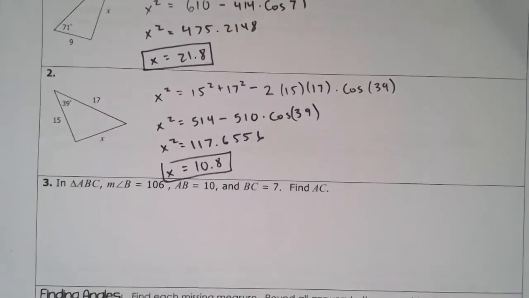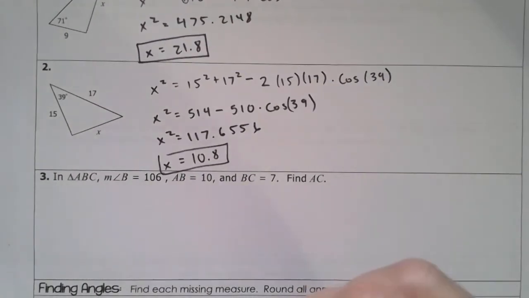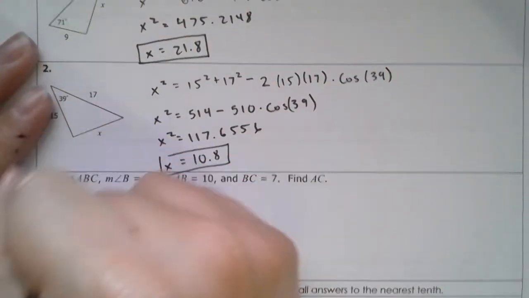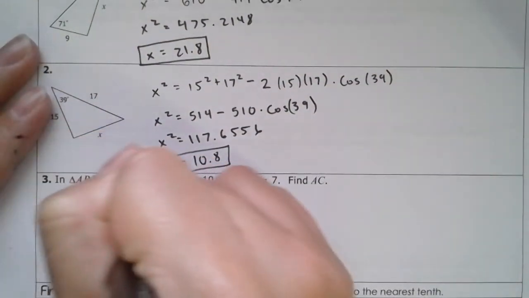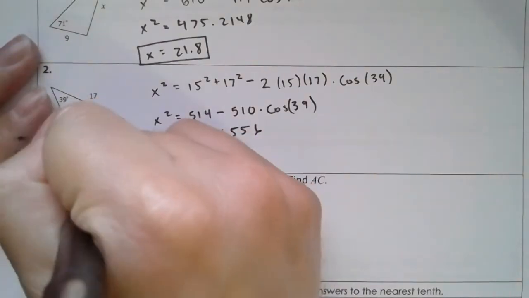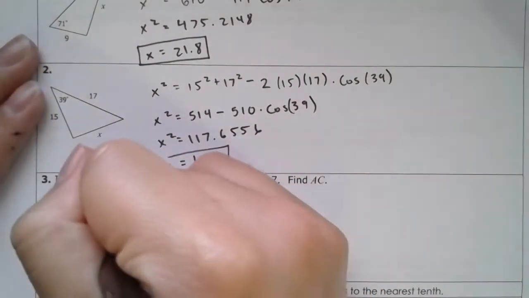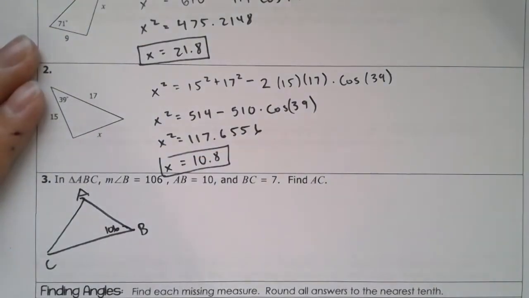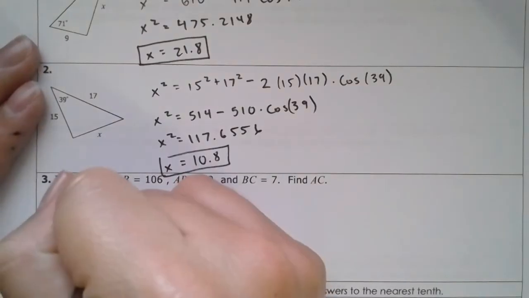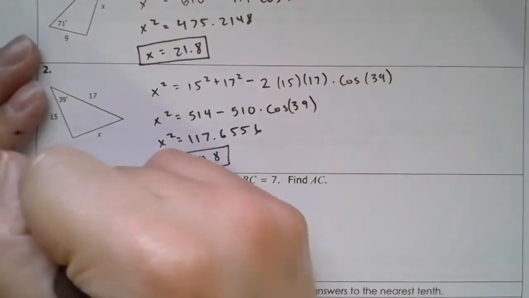Next one, it's described to us. It says in triangle ABC, angle B is 106, AB is 10, and BC is 7. Find AC. So then draw it out: triangle ABC, angle B is 106, AB is 10, BC is 7, and then it says find AC, this side right here.